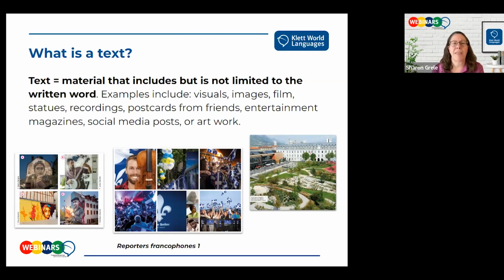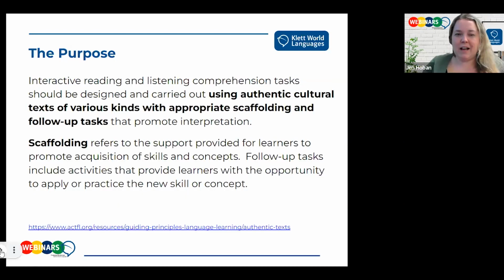We have, I think, a postcard for an event in Canada. And then we have a picture of a wonderful looking place that you could visit. Those are all examples of authentic text, even though there may not be a lot of written words there. And there's a lot you could still do with those. So we just wanted to make sure we were on the same page with our definition of an authentic text as we got started. So what is the purpose of looking at or using authentic text in the classroom?